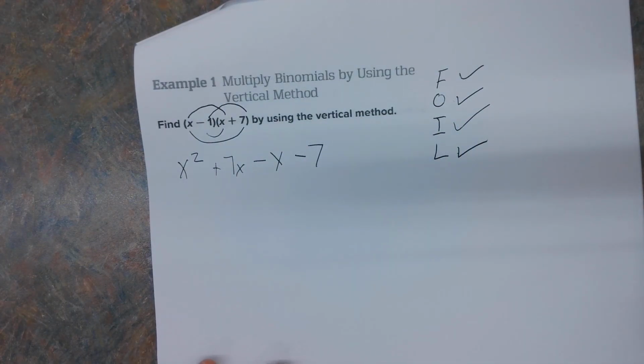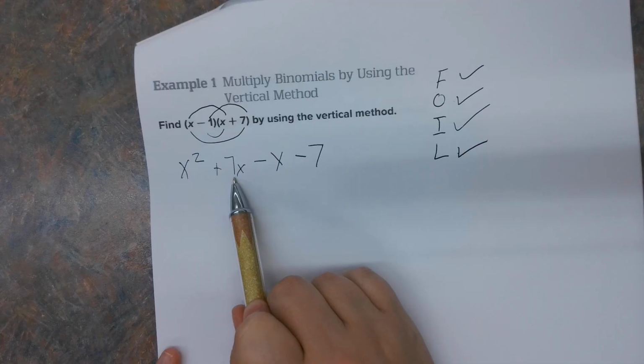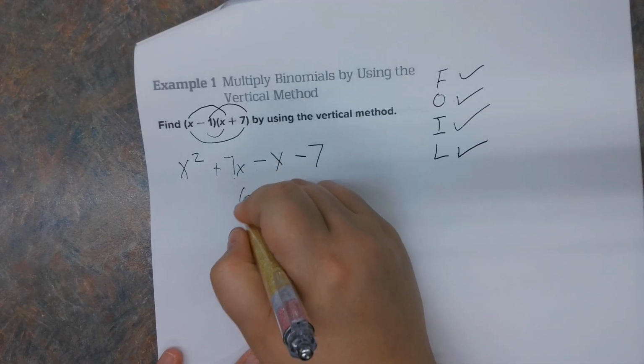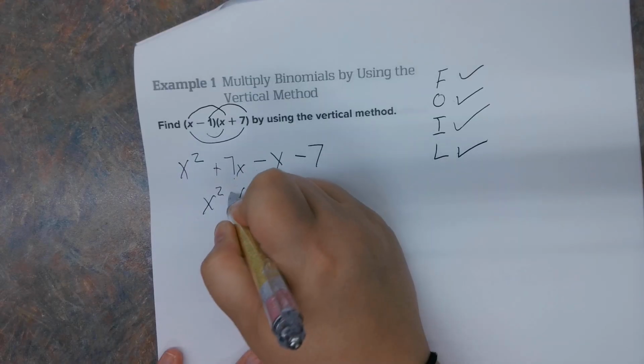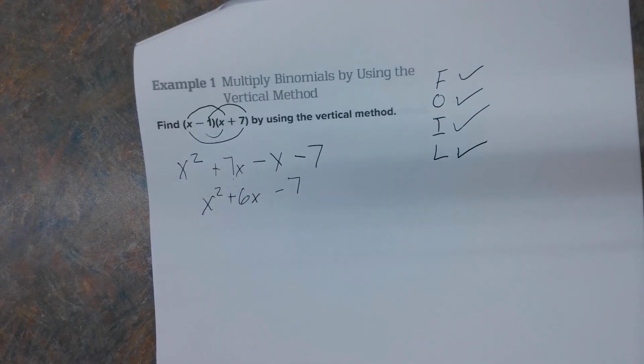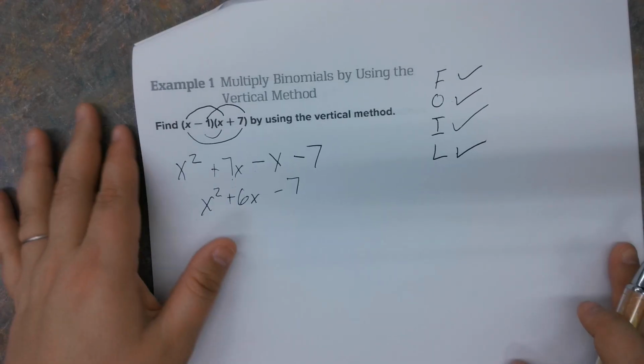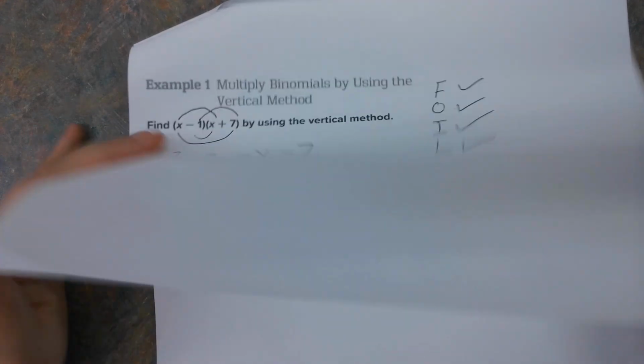Next, you need to combine any like terms. I've got 7x minus x. That's going to be 6x. And bring down the other two terms. Okay? And there we go. That is our solution when you are multiplying binomials using the FOIL method. Example 2. You're going to see it again.